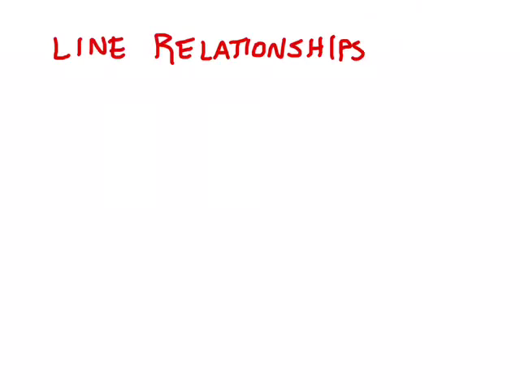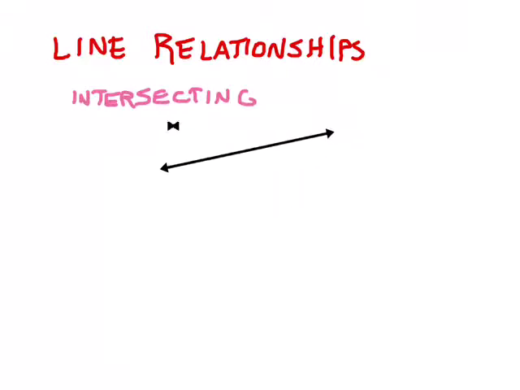So starting off, we're going to go through some of the most basic line relationships. Some of these you'll probably have heard of, some of them might be new to you. And we'll start off with the idea of intersecting lines. You're probably familiar with this, but the basic idea of lines intersecting is it's anytime two lines cross. And one of the things that's really important about intersecting lines is that they share a single point.